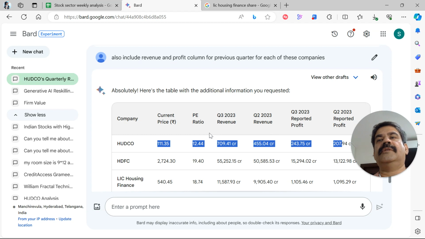So try it out, it definitely helps, and next time we figure out if BARD can be used for other purposes. For now, we might focus completely on the financial analysis using generative AI.